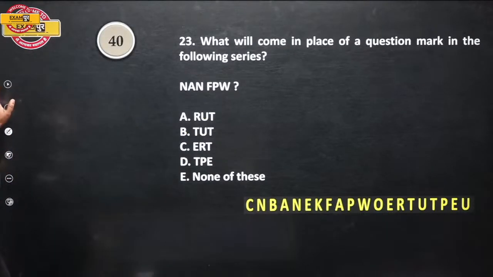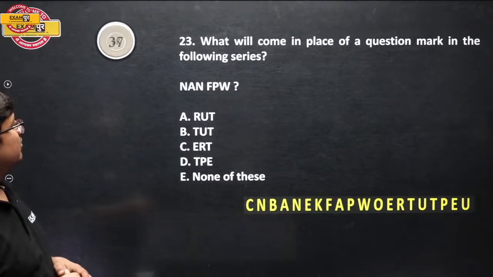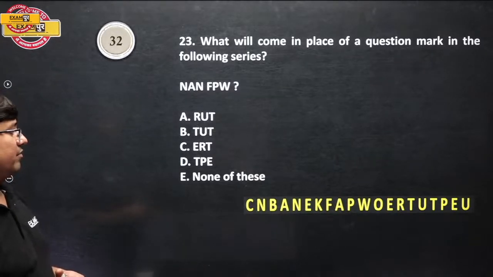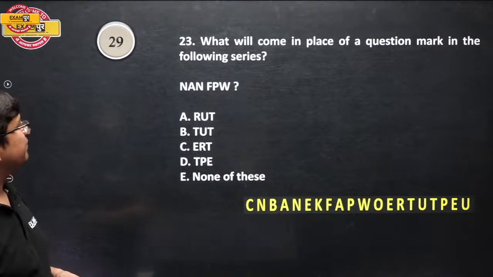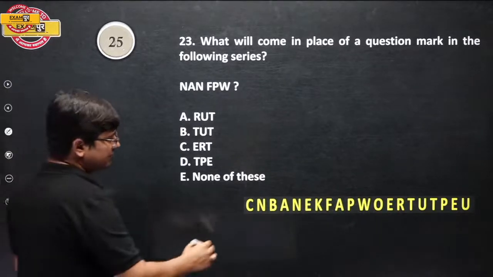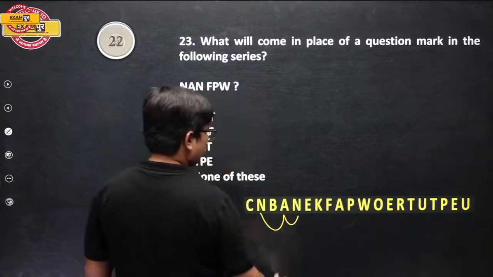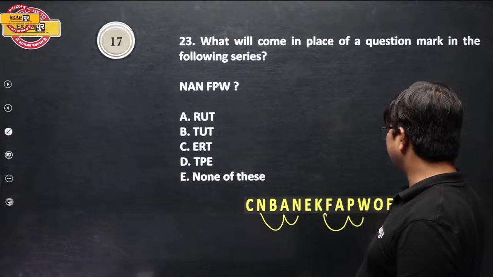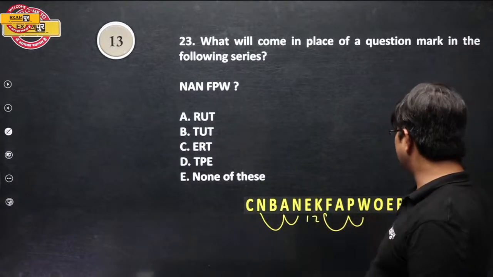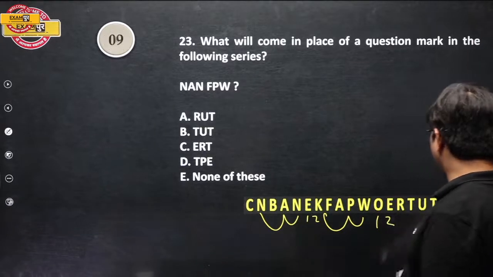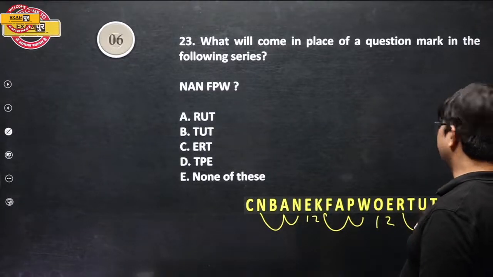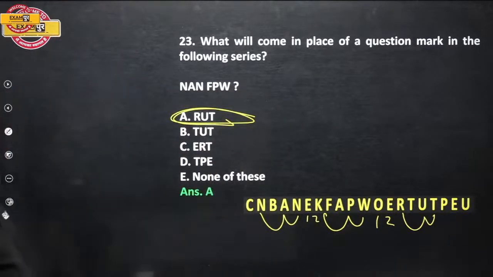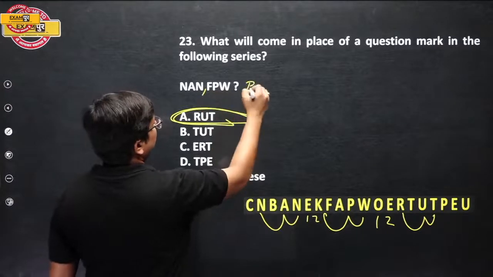Fine. Now, quickly. See, N-A-N. And then F-P-W. But between them, there are two letters. So here also, two letters. And then R, U, and then T. And therefore the right answer is option number A, R, U, T.